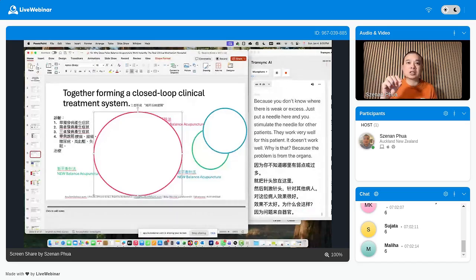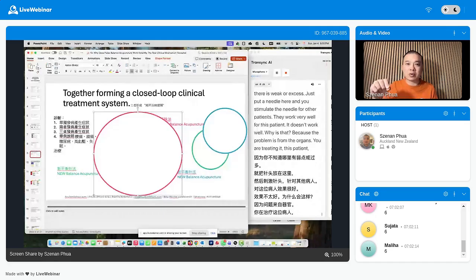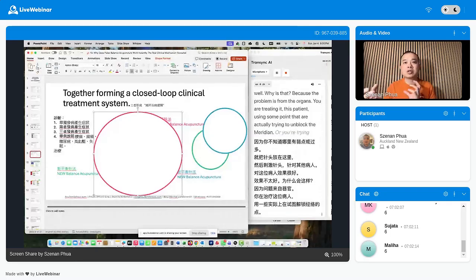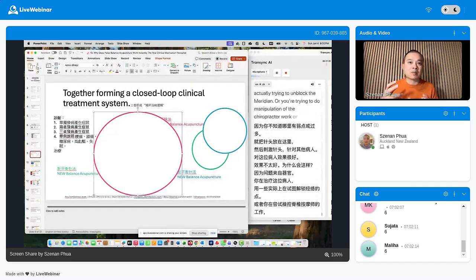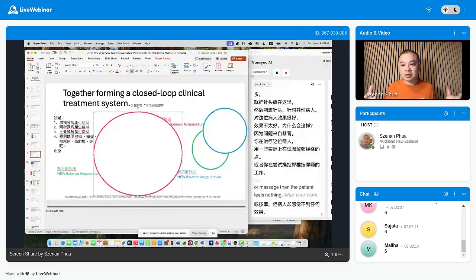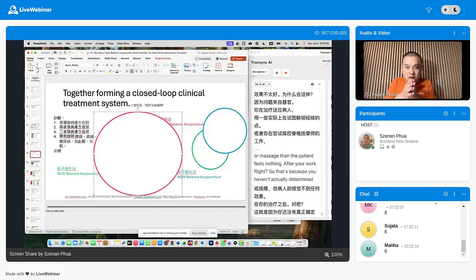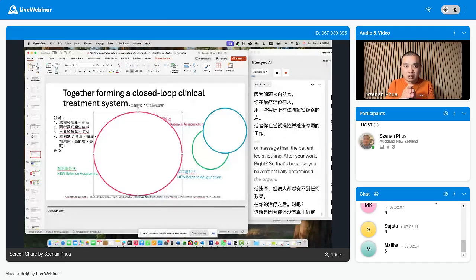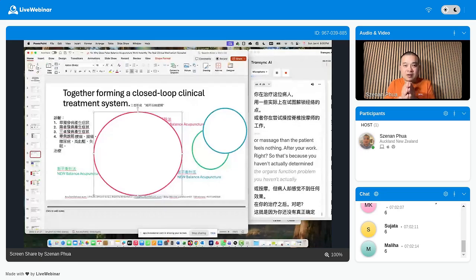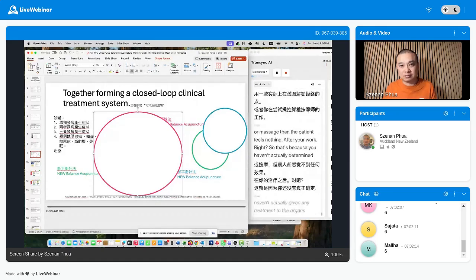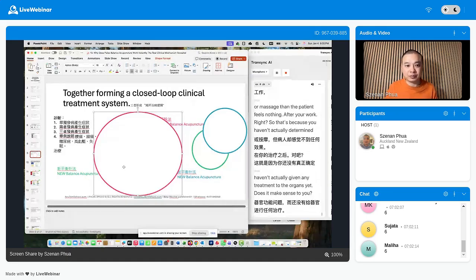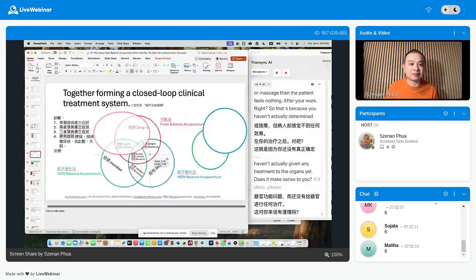You are treating this patient using some points that are actually trying to unblock the meridian, or you try to do manipulation of the chiropractor work or massage, then the patient feels nothing after your work, right? So that's because you haven't actually determined the organs' function problem. You haven't actually given any treatment to the organs yet. Does it make sense to you? If it does, please reply 7.